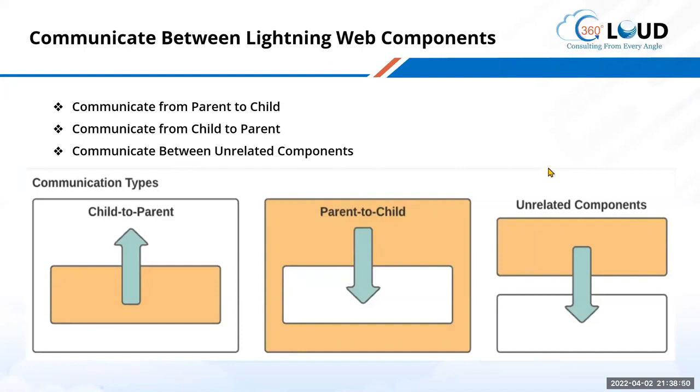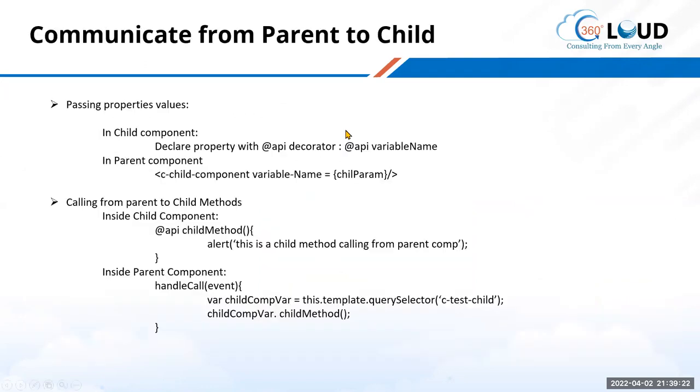And when the components are not related to each other, it means there are no connections, there is no relation between the components, and we have to invoke one component from another component based on some data, then we use communication between unrelated components. So there are certain things and certain operations for every communication we need to follow. So let's start with that. Let's first start with parent to child communication.